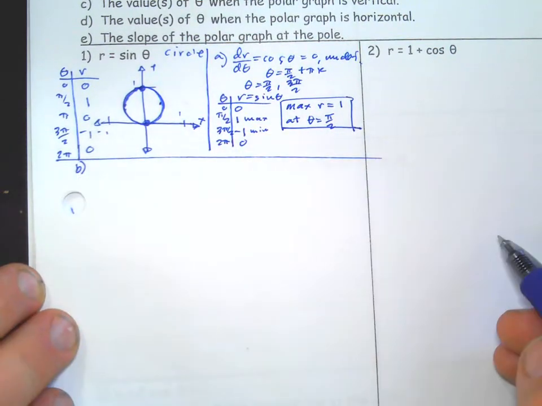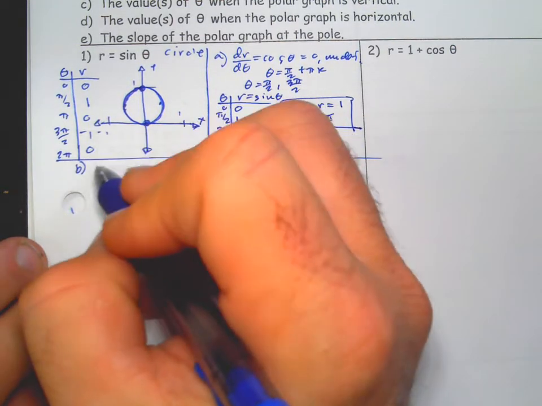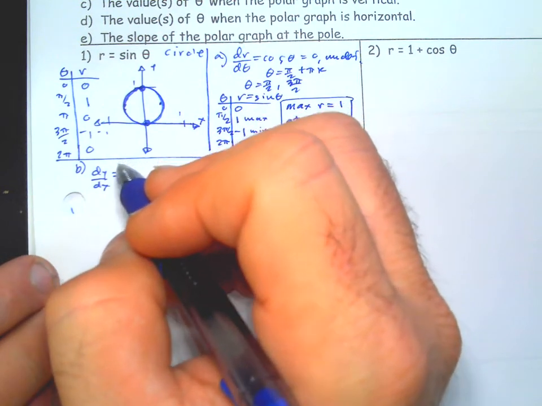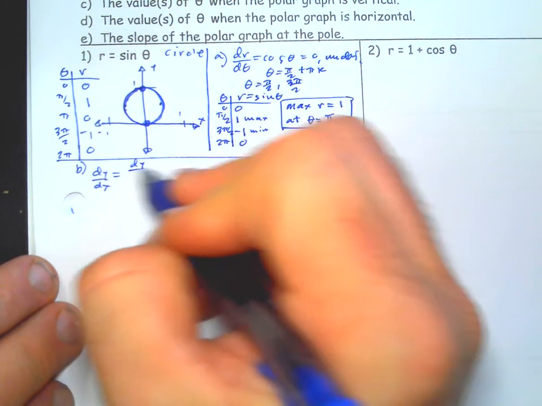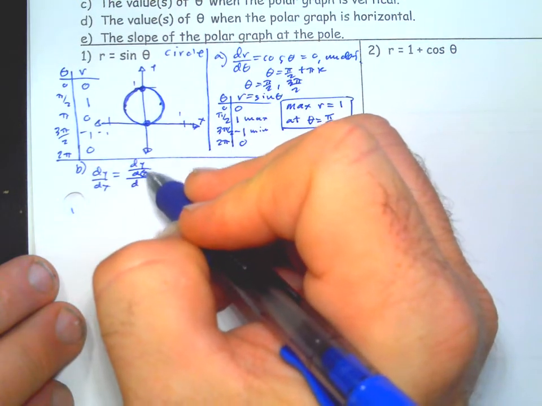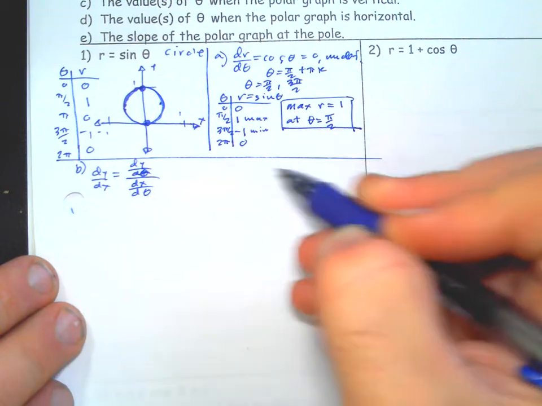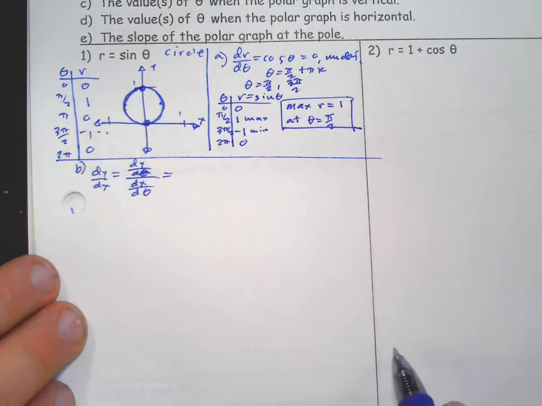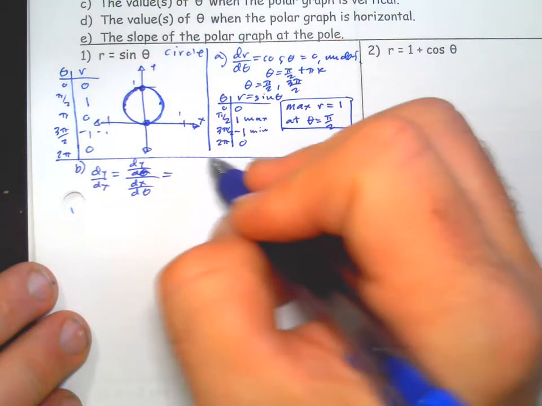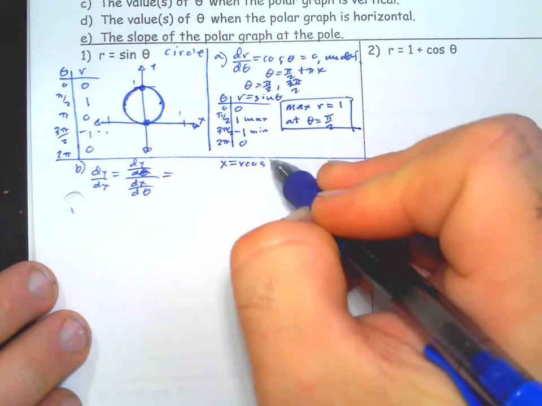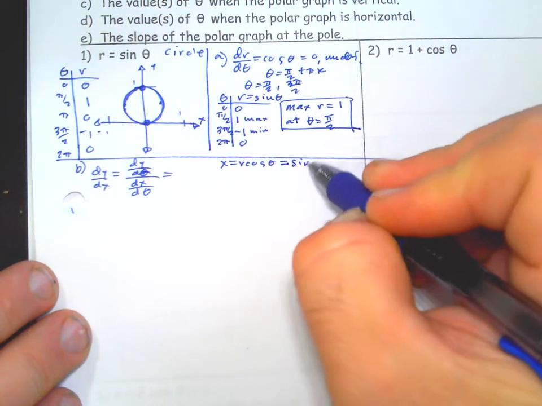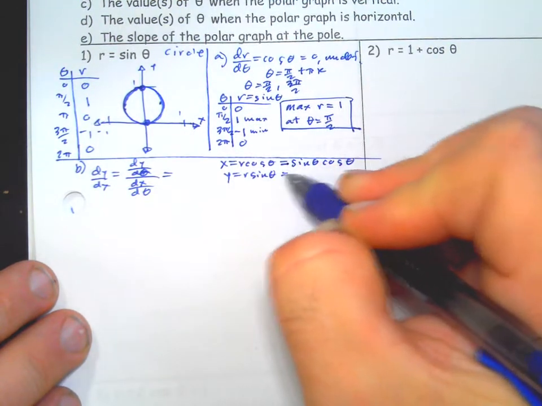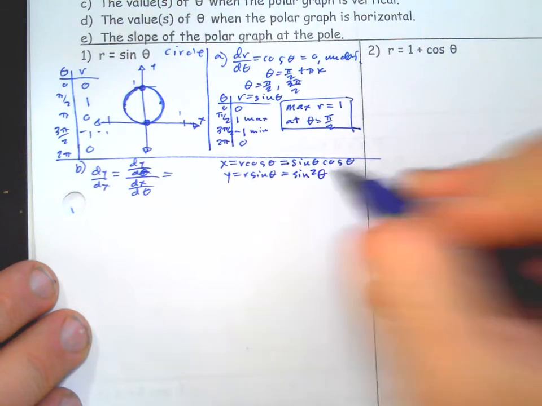So part B says the slope of the polar curve when r is maximized. Now this is where we could use that shortcut that I was talking about. I mean, we could do it the long way. The long way would be to just do it the way we would do it for any other point. dy dx equals dy d theta over dx d theta. We should probably write what x and y are somewhere. Let's just write them right here. X equals r cosine theta, which is going to be sine theta cosine theta. And y equals r sine theta, which is going to be sine squared.